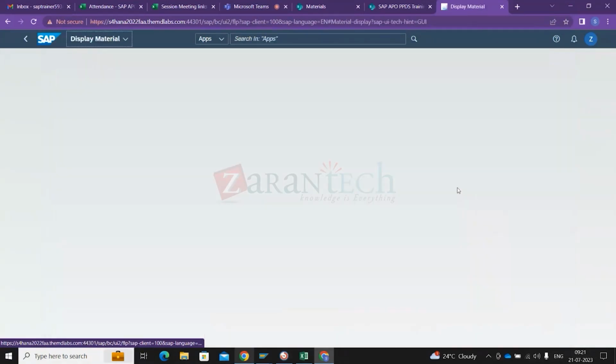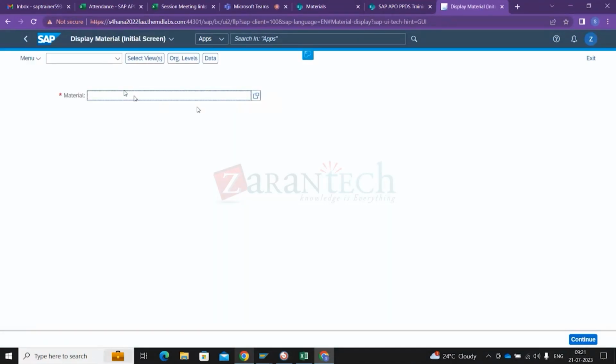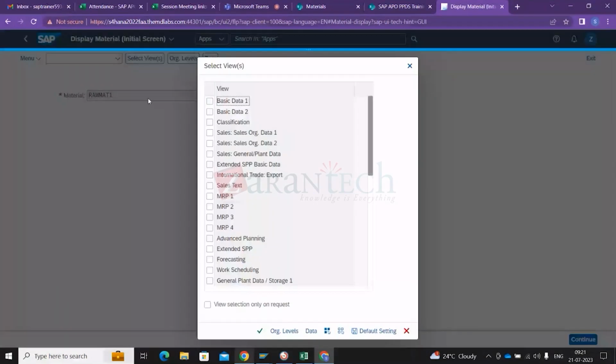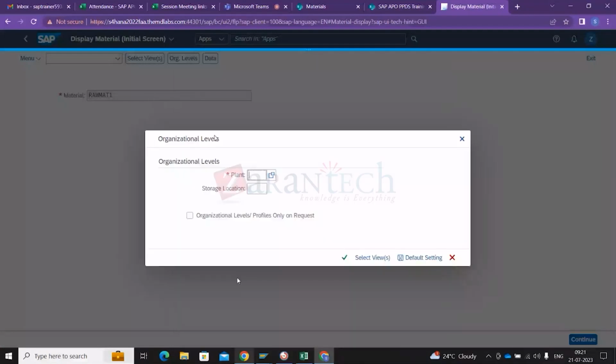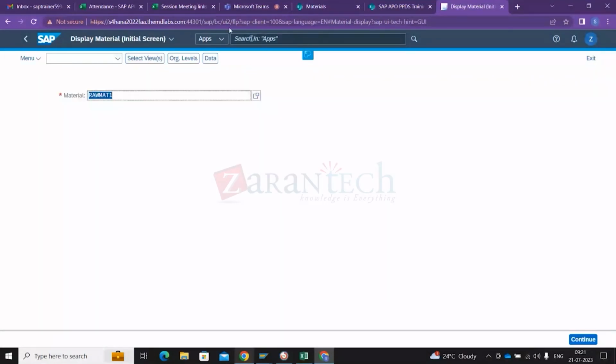Perfect. So let's go to display material and ensure that this is exactly the same thing. See, I created raw, what was it? Raw mat, right? Anybody remembers? Yeah, raw mat 1 and 2. These are the ones that I created yesterday, correct? Enter, and then select some important views or any one view, select your plant and done. So you are in. Perfect. What else do you need? If at all your access gets delayed, you have everything to create your material.